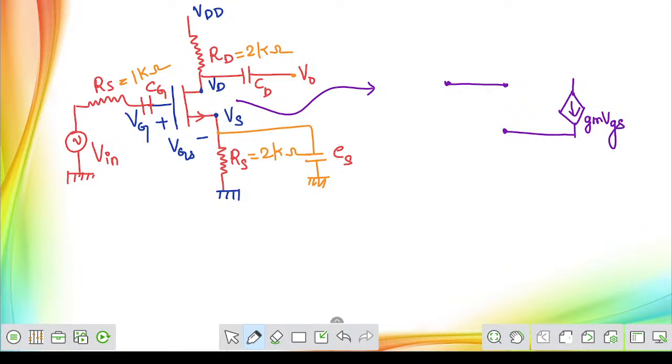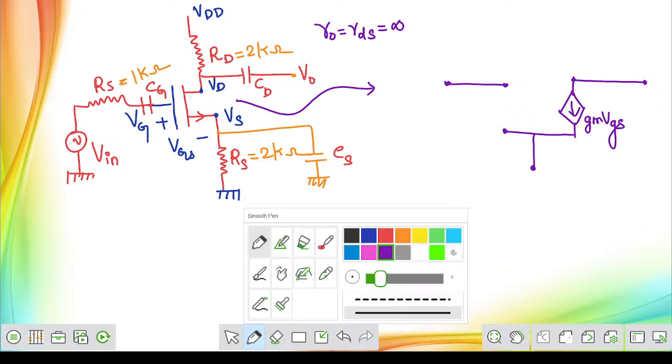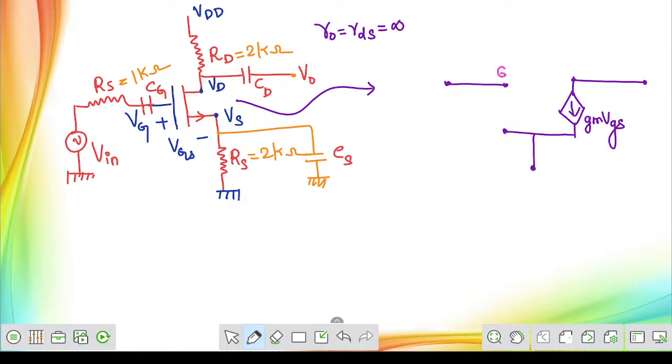In this question, the output resistance r0, or drain to source resistance, information is not given. So assume that value is infinity. Just open circuit it. This is drawn till the drain terminal, and here I am extending it till the source terminal. This is the symbolic representation. Now let's name them: this is our gate terminal, this is our source terminal, and of course this will be our drain terminal.